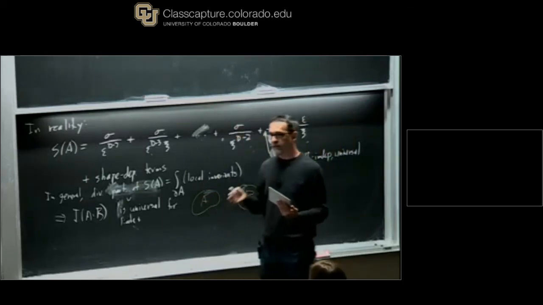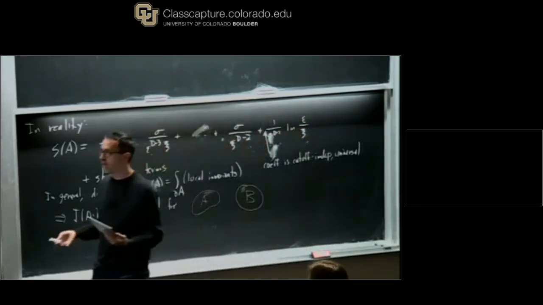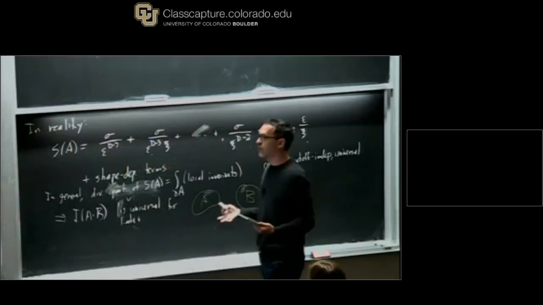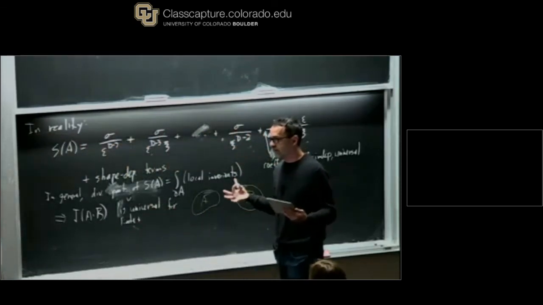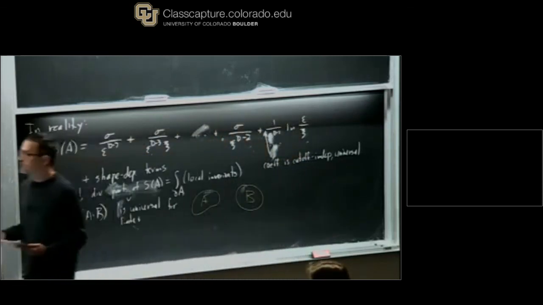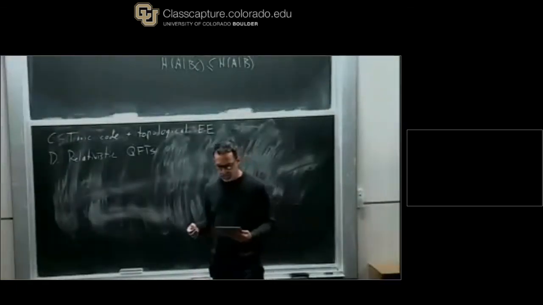And if it's 0, then you don't have topological order. In fact, it tells you more than that. It tells you what kind of topological order you have. This is really the way to know on a lattice system whether you have topological order at long distances or not. And that's why it's called topological entanglement entropy. Okay, but I want to move away from lattice systems and talk about relativistic quantum field theories.